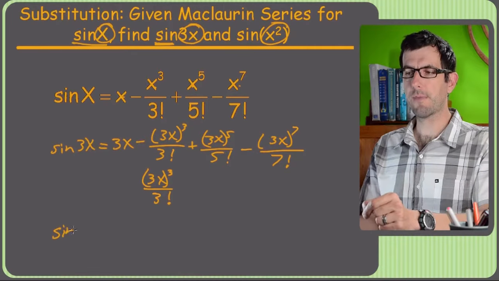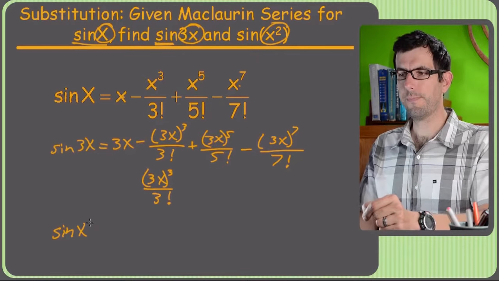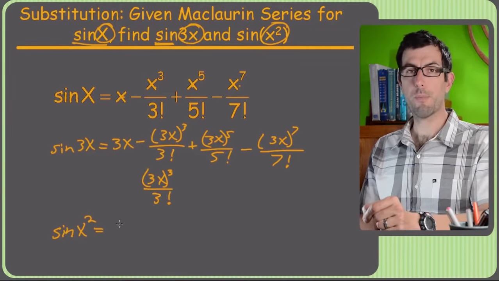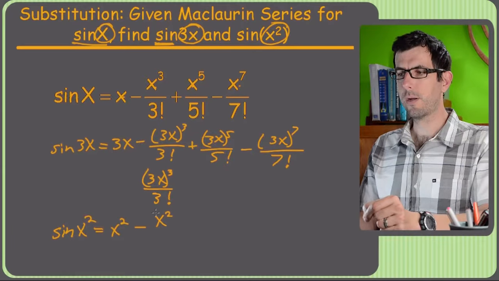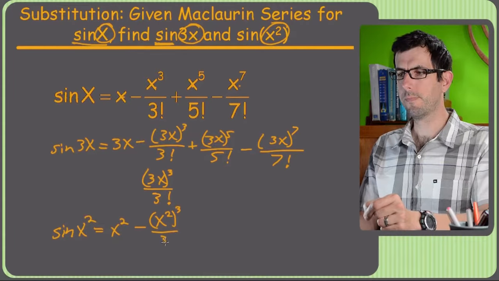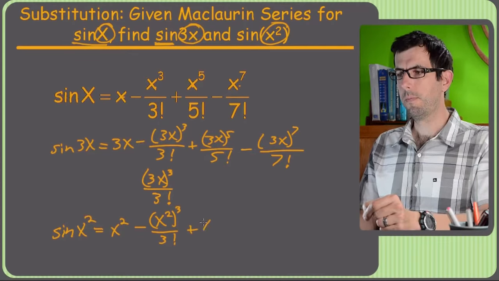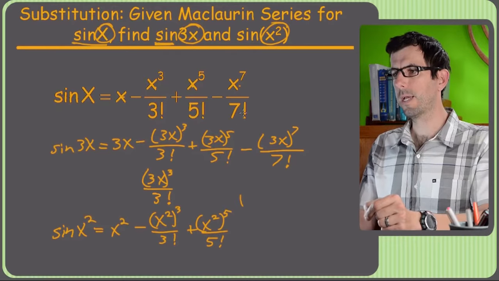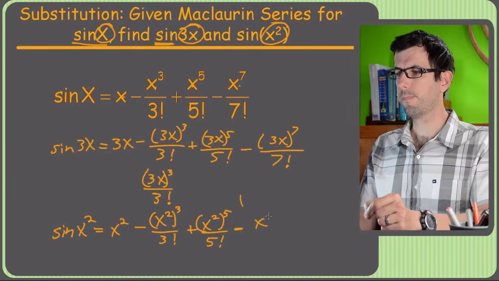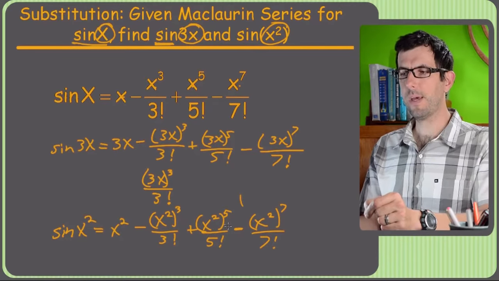All right, we can do the same thing for sine x squared. So if you want to approximate sine x squared, it's going to be x squared minus (x squared) cubed over 3 factorial, plus (x squared) to the 5th over 5 factorial, and then minus (x squared) to the 7th over 7 factorial. All right, and we can simplify this a little bit.